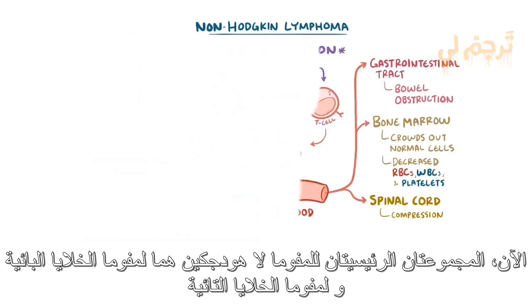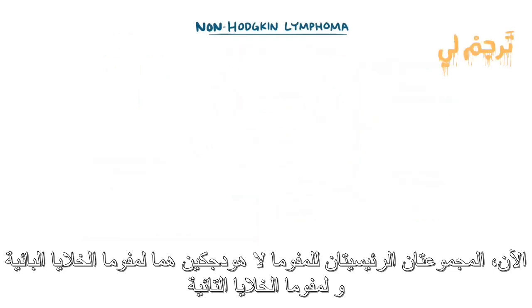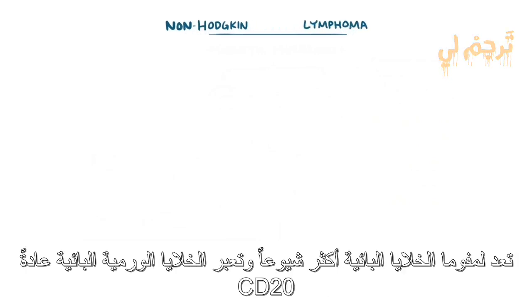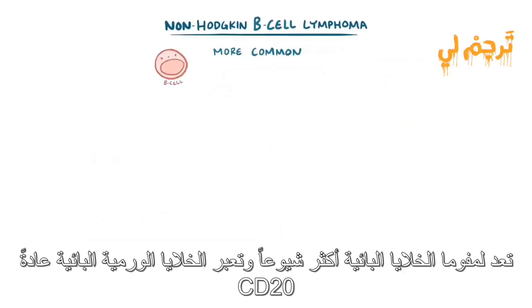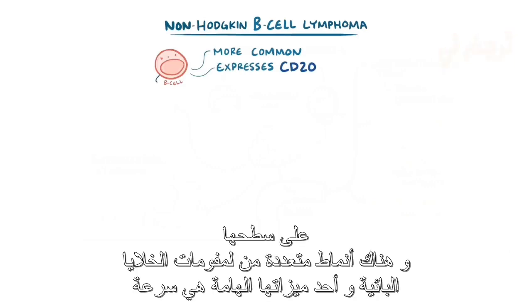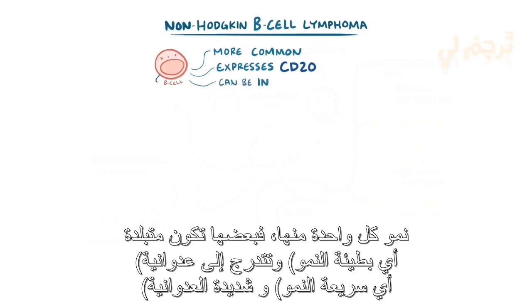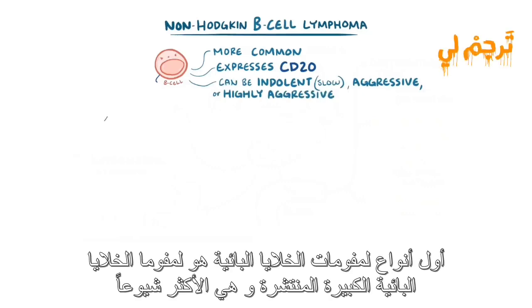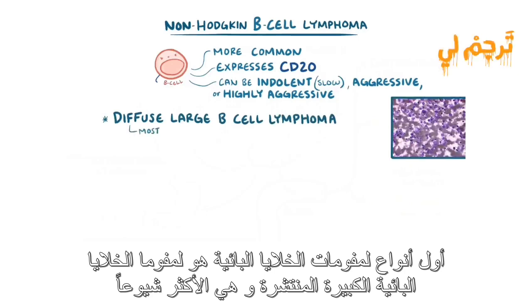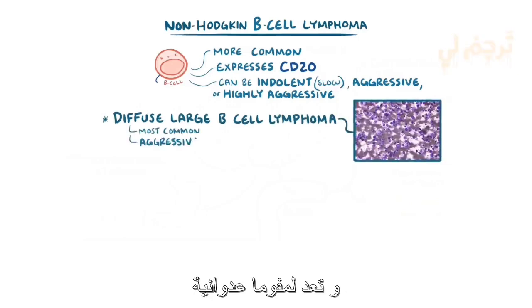Now, the two main groups of non-Hodgkin lymphomas are B cell and T cell lymphomas. B cell lymphomas are more common, and the neoplastic B cells usually express CD20 on their surface. And there are various types of B cell lymphomas, and an important feature is how quickly each one grows. They can be indolent, or slow to grow, aggressive, or highly aggressive. The first type of B cell lymphoma is a diffuse large B cell lymphoma. This type is the most common, and it's an aggressive lymphoma.